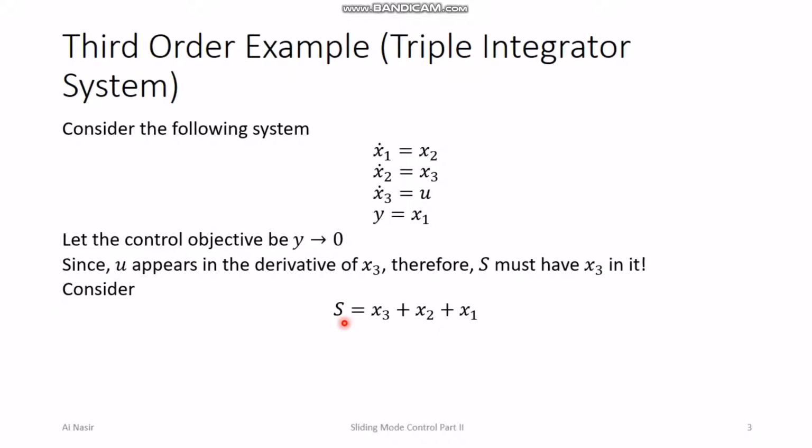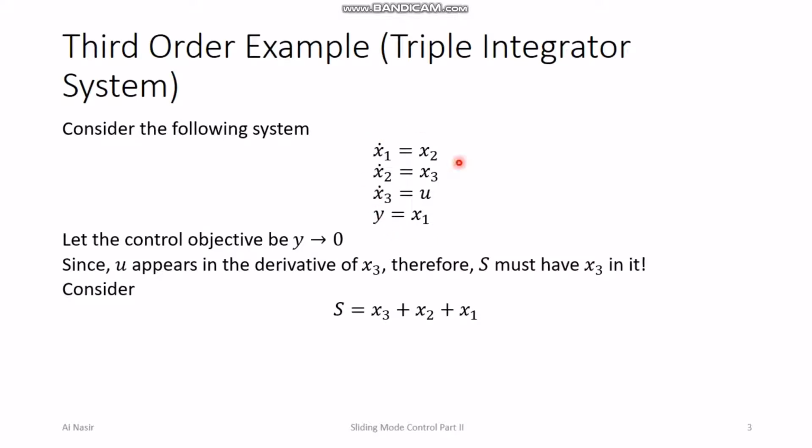But the problem is that we also have another guideline, that putting S equal to 0 should achieve our control objective. So when we replace S with 0 here, how does x1 plus x2 plus x3 equal to 0 achieve x1 equal to 0? The answer to that lies in the structure of the problem.